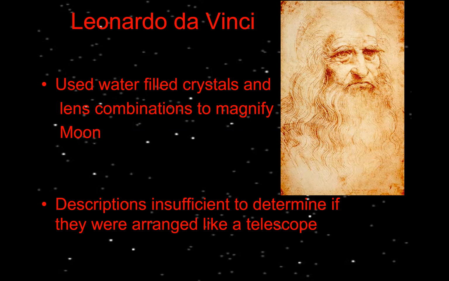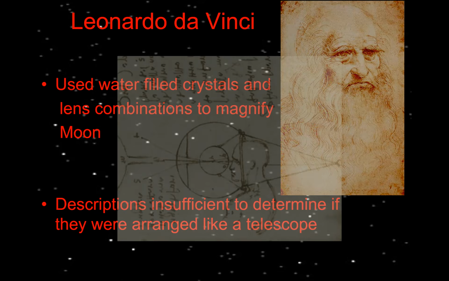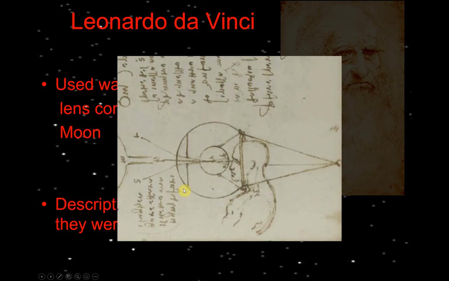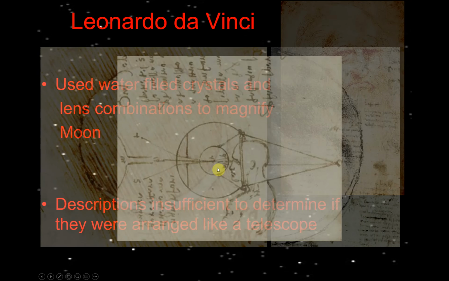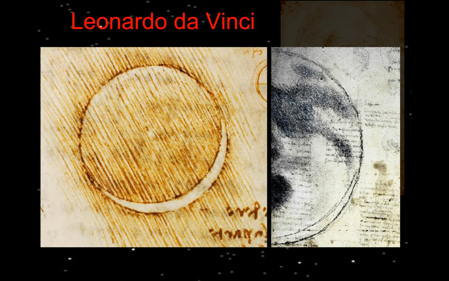Leonardo da Vinci used water-filled crystals and lenses to actually put them together in combinations to magnify the moon. He also came up with a way of magnifying light and improving people's vision using a system of water and looking at the refractive index of water. Da Vinci also put his lenses onto the moon and described detail on the darker part of the moon's phase. So people were experimenting extensively with lenses before an actual telescope in the modern definition was truly claimed to have been invented.